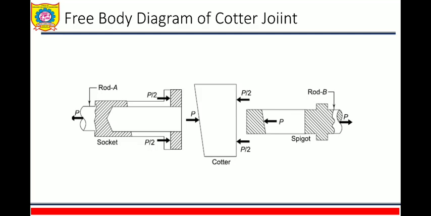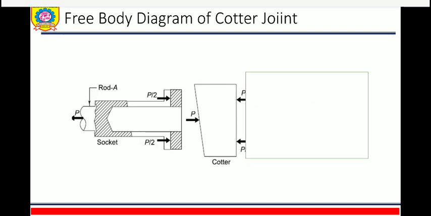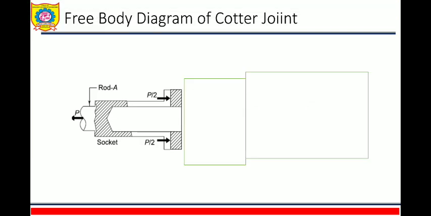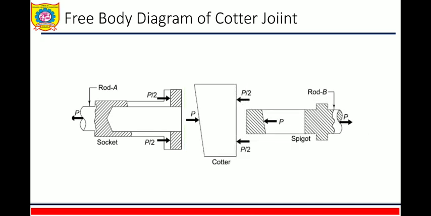So now we can see the free body diagram here. So we know that if we see this much part only, on the left side force P is acting. As we are moving next on socket as well as on spigot, force P is acting. So if I remove all these three parts and take the section of spigot and socket, I will get this as a free body diagram.